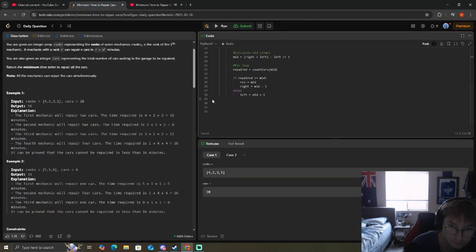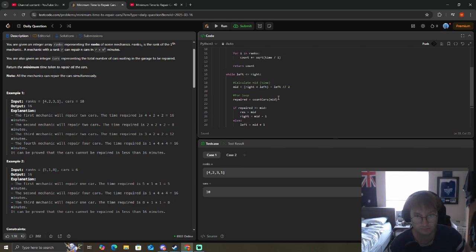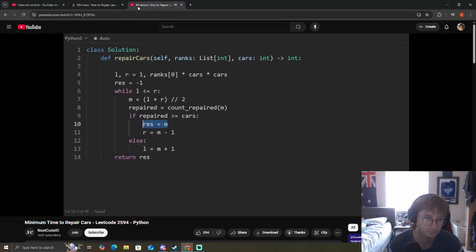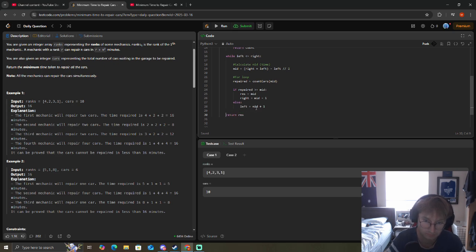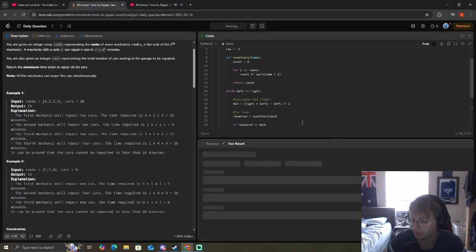I think I saw a comment on the previous video where people said, well, how do you know that this will actually work on the last iteration? It's kind of a proof by contradiction. I think I've talked about it before in some videos. Proof by contradiction.